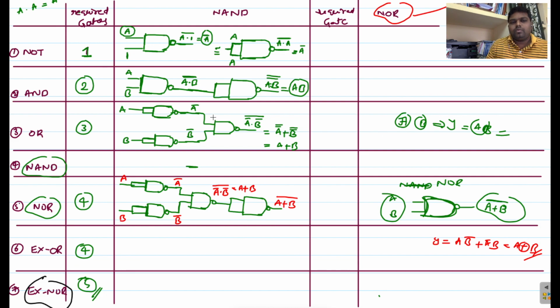So to implement this XOR logic, how many NAND gates are required? That means 4 NAND gates are required. To implement this XNOR logic, how many NAND gates are required? 5. To implement this AND logic, how many NAND gates are required? 2. In the same way, to implement this NOT logic, how many NOR gates are required? To implement AND logic, how many NOR gates are required? To implement OR logic, how many NOR gates are required? Like that, you can realize the basic and extra gates with the help of NOR logic, right?